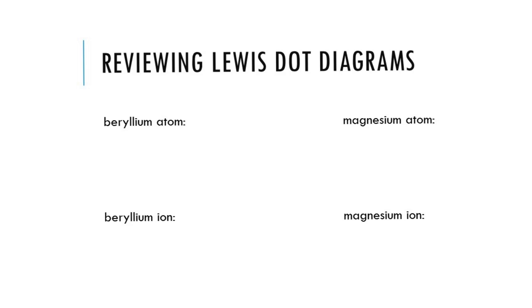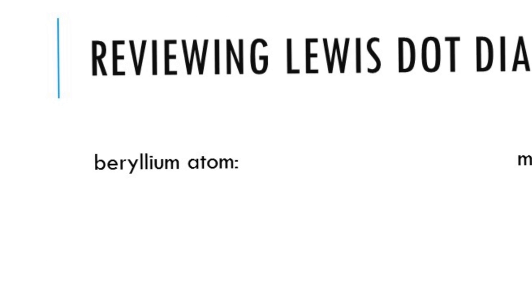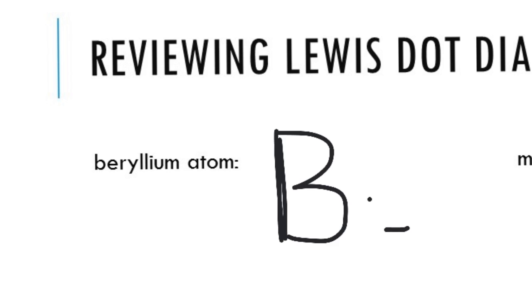So we will begin by reviewing a Lewis dot diagram. You would have looked at this in grades 9 and 10 science. So we're going to look at two different atoms and their ions. We're going to start with beryllium. Okay, so beryllium, first thing you need to do is write the symbol that we get for the chemical from the periodic table.